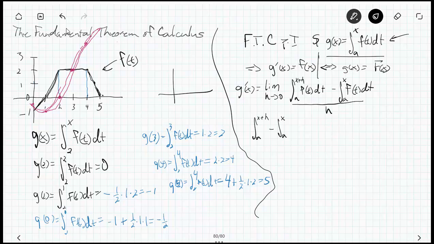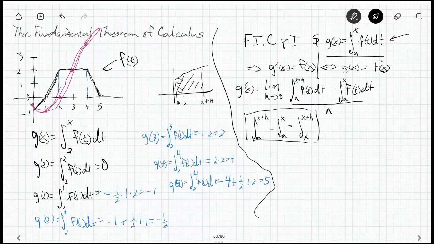If on the real number line, here's x, here's x plus h, and then here's a. If I do the integral from a to x plus h, and I have the integral from a to x of some function, a to x plus h catches all that. I subtract a to x, so all this goes away, and I'm left with the integral from x to x plus h.